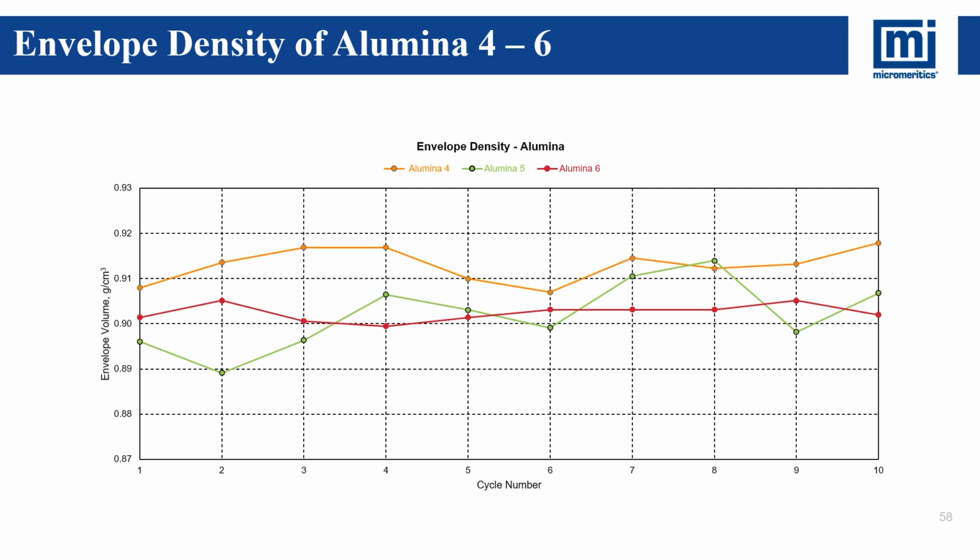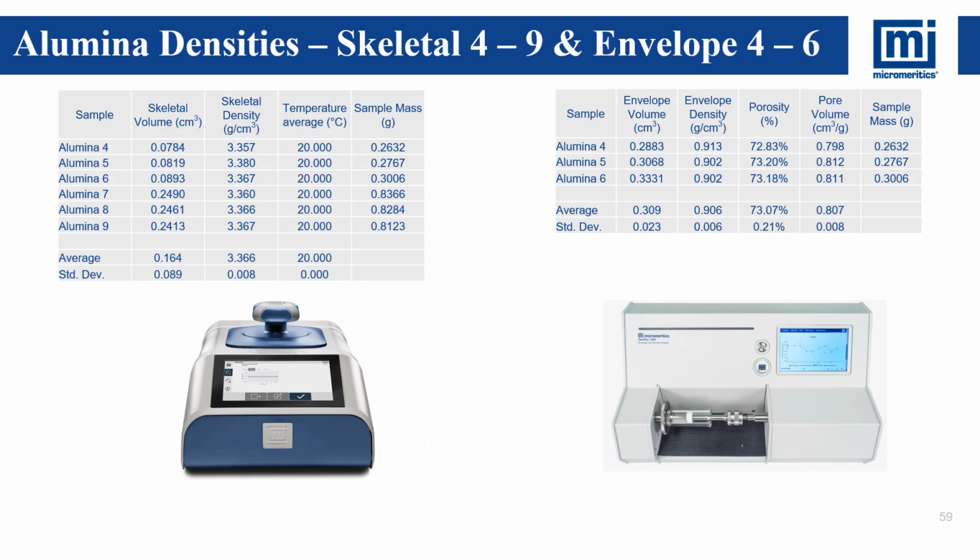In the table on the right now, we see the summary of results for envelope density determination of alumina samples 4 through 6. What we see for each alumina again is the average of the 10 test cycles. We see that variability in the envelope volume that we explained because we had different amounts of material under test. So when we look at the envelope density column, we do in fact see that we have an average of about 0.906 grams per cubic centimeter with a standard deviation of 0.006 grams per cubic centimeter for these 3 samples.